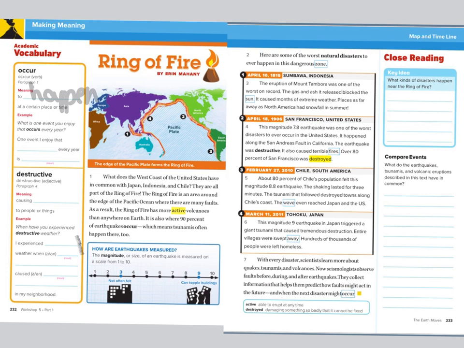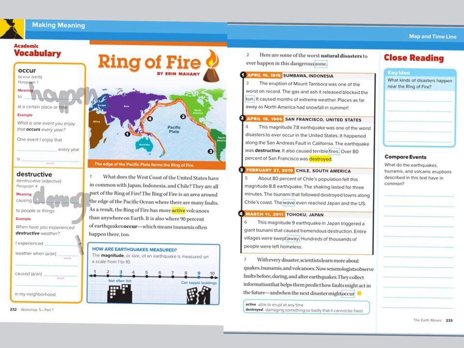The word destructive means to cause damage to people or things. If you are destructive, you are causing damage. If a storm is destructive, it is causing damage to the buildings or the houses.